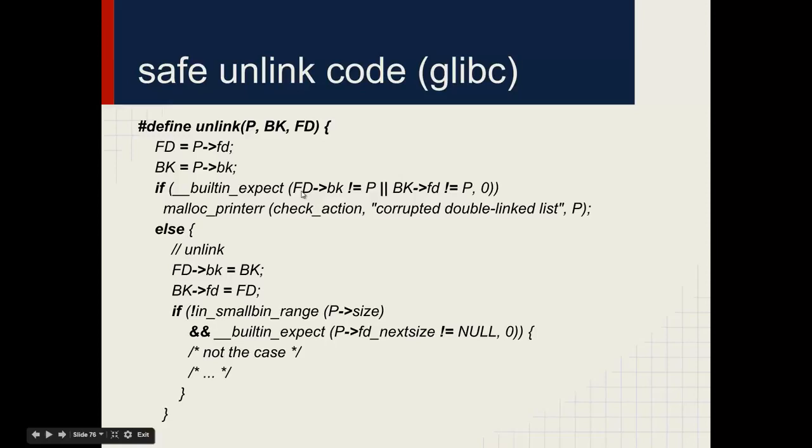Instead, just to clarify, they have: if the next chunk's back pointer does not equal this current chunk, or if the previous chunk's forward pointer does not equal this chunk, then there is a problem, because it expects that, ultimately, to be false. In the case that it is true, however, it aborts and says there has been a corrupted doubly linked list. That is the essence of the safety check here in the safe unlink macro.